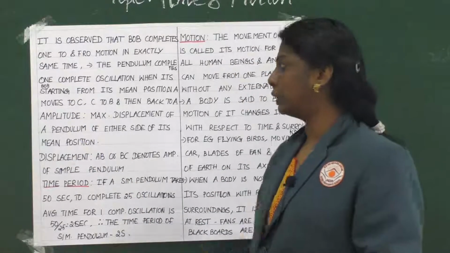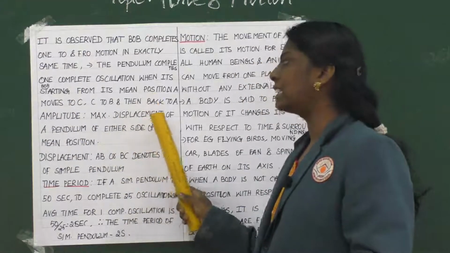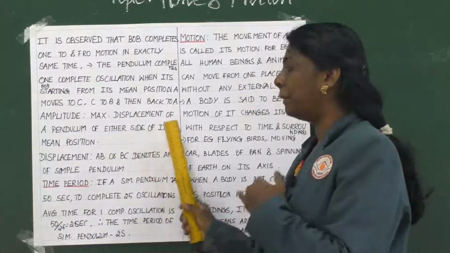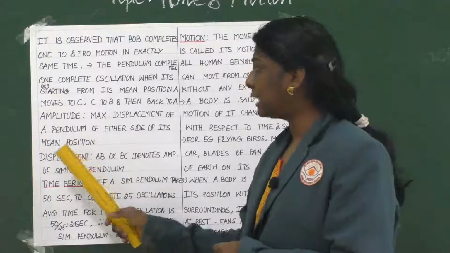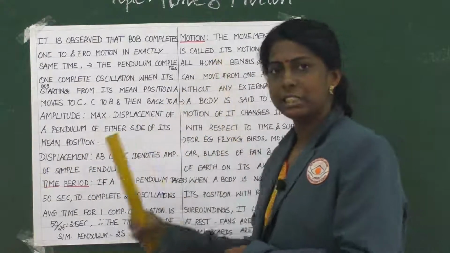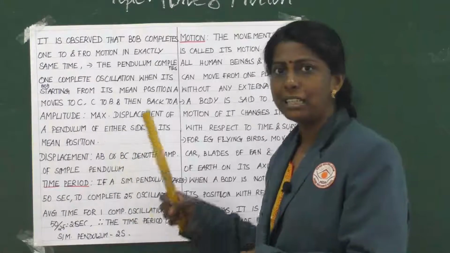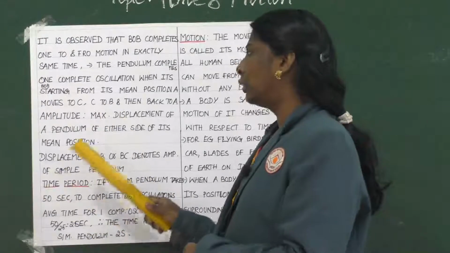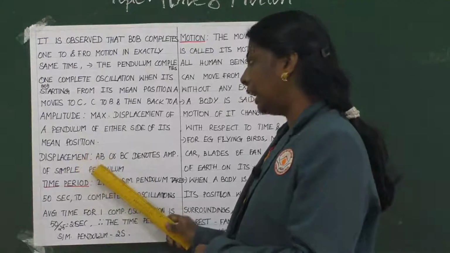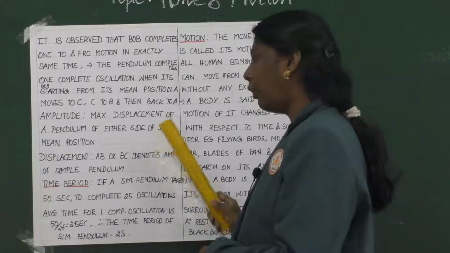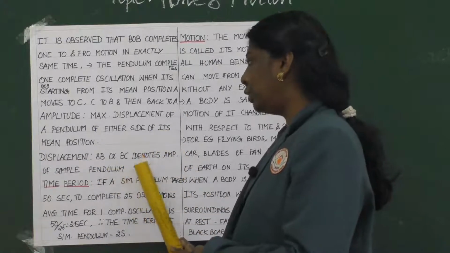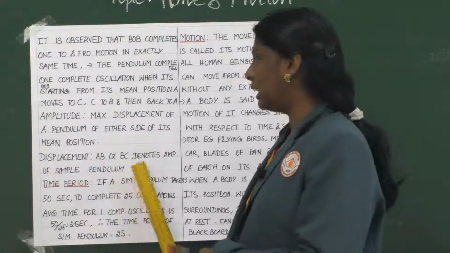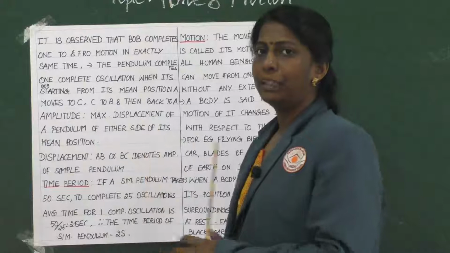Then about amplitude. What do you mean by amplitude? The maximum displacement of a pendulum on either side of its mean position is said to be the amplitude. Now what do you mean by the word displacement? AB or BC denotes the amplitude of the simple pendulum.